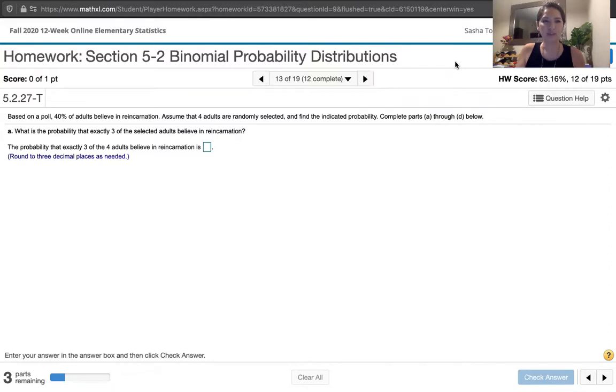Part A says, what is the probability that exactly 3 of the adults selected believe in reincarnation? And then it asks us in the fine print to round to 3 decimal places as needed. I'm going to work this out on my paper using that formula for probability for binomial distributions.